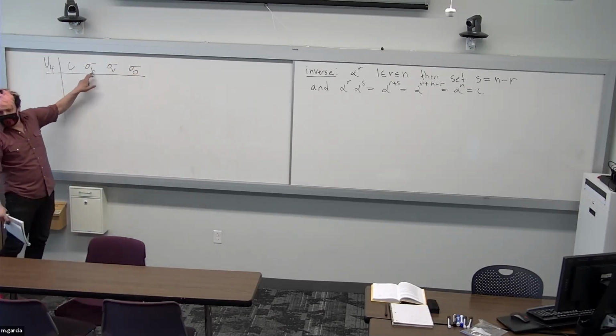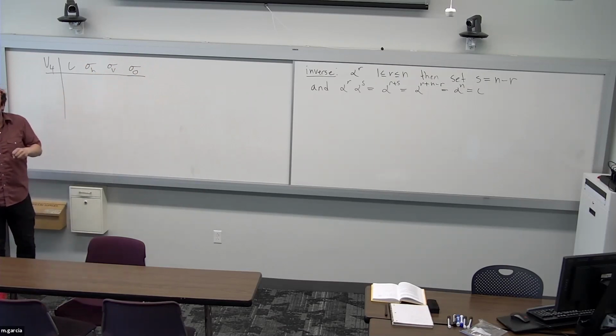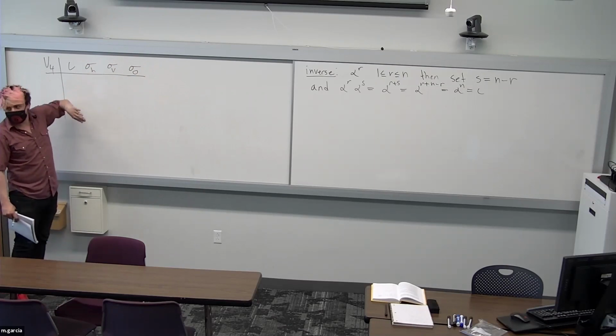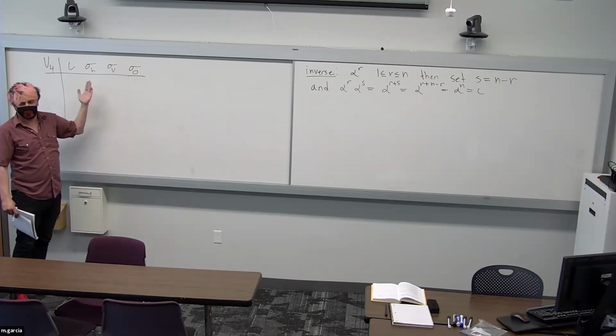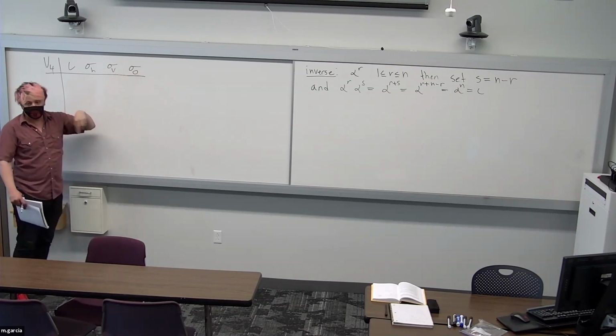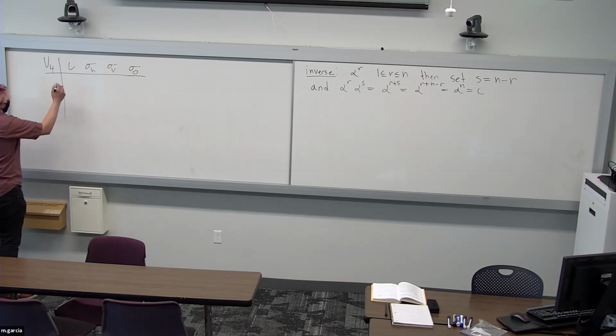Can anybody tell me what H, V, and O stand for? Origin. Yeah, horizontal. Sigma H is a horizontal flip. Sigma V is a vertical flip. I did that in reverse order. And then O is reflection about the origin. And we'll see that explicitly in just a little bit.